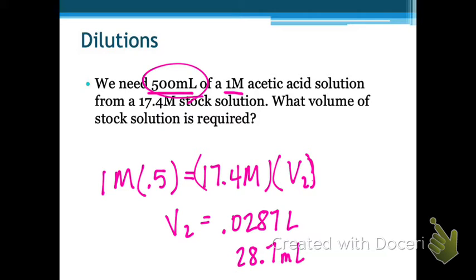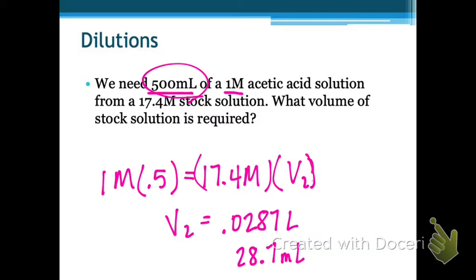Do you have to do that? You don't necessarily have to. It might ask you specifically what volume in milliliters or whatever, but I'd probably take either answer there. But this gives you a frame of reference: if I want 500 mils and I'm only putting in 28 mils of my stock solution, that means the rest of it is just water, right? So you're really watering that down to go from 17.4 to just a 1 molar solution. Do you see how that works?